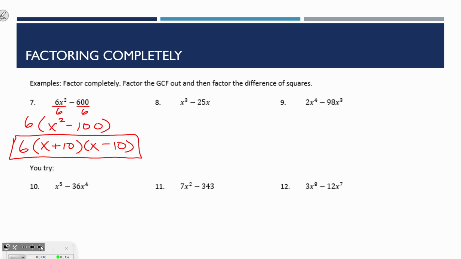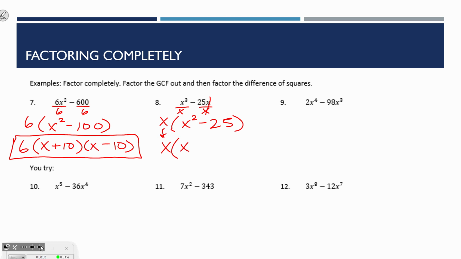Again, let's try number 8. I noticed that both of these have the x in them. So my greatest common factor is actually x. I'm going to divide by x. I get x squared minus 25, because these cancel, right? X squared minus 25, again, is a difference of 2 squares. I bring down that GCF, right?